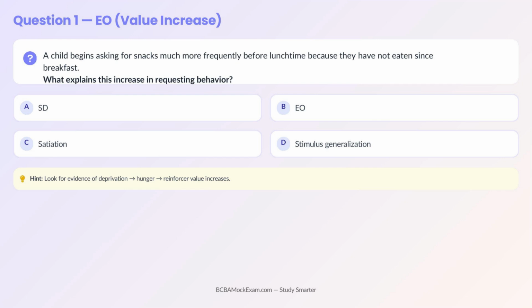Question 1. A child begins asking for snacks much more frequently before lunchtime because they have not eaten since breakfast. What explains this increase in requesting behavior? A. SD. B. EO. C. Satiation. D. Stimulus generalization. This question is asking you to look for deprivation cues that point to an increase in reinforcer value, which is often a sign of an establishing operation.